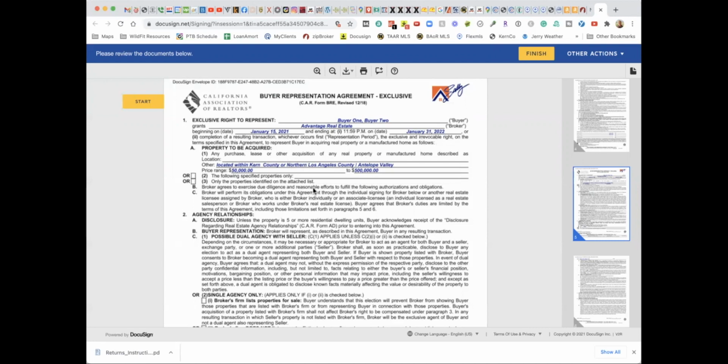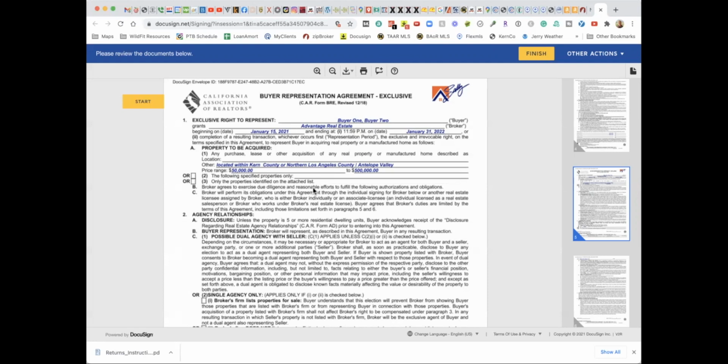One of the things that's important when we're doing a buyer representation agreement like this is that we have a recommendation for the areas that we're looking in. So we're looking within Kern County or northern Los Angeles County, known as the Antelope Valley. In order to be a valid contract, we also have to list a price range. So the standard is $50,000 at the low end, up to $500,000 at the high end.